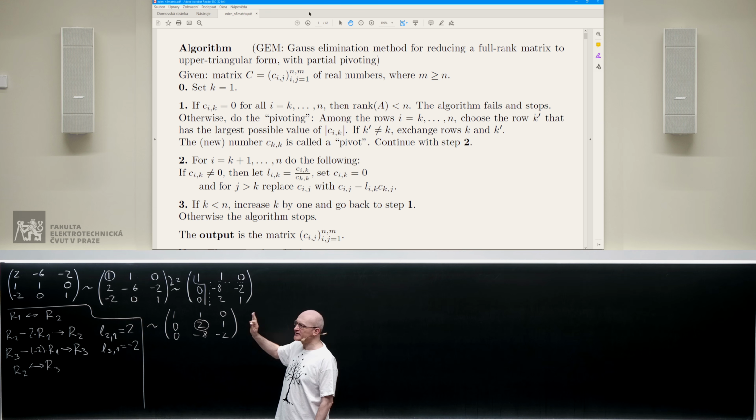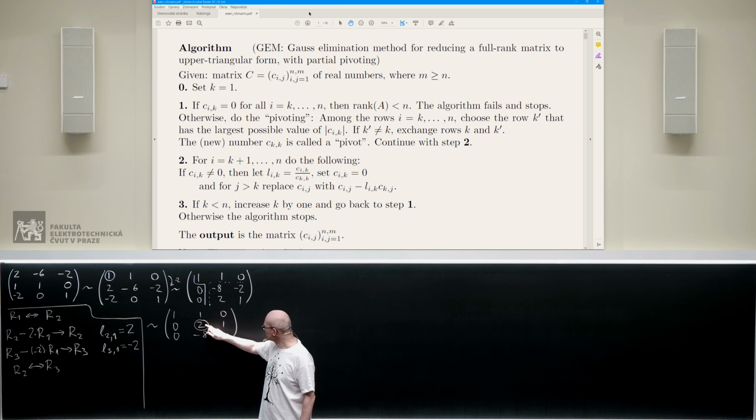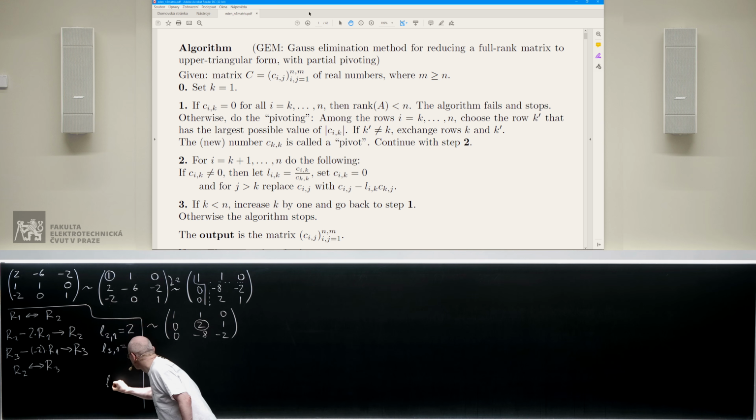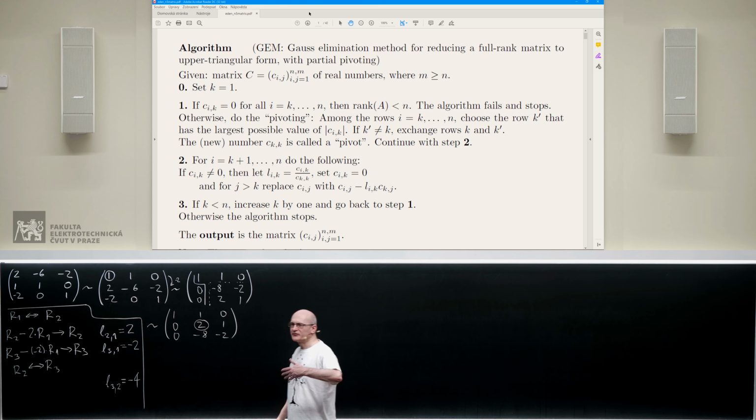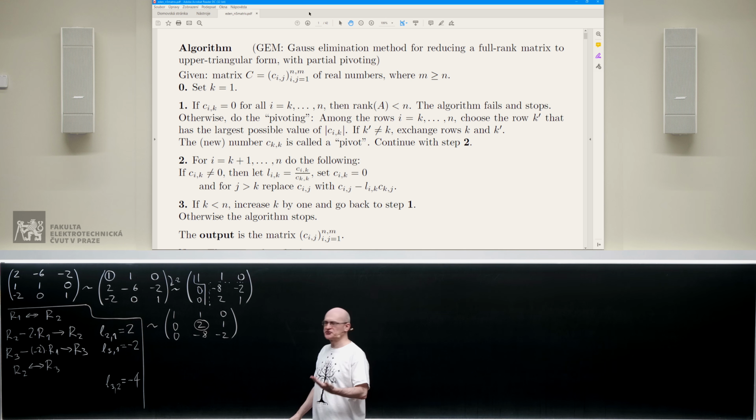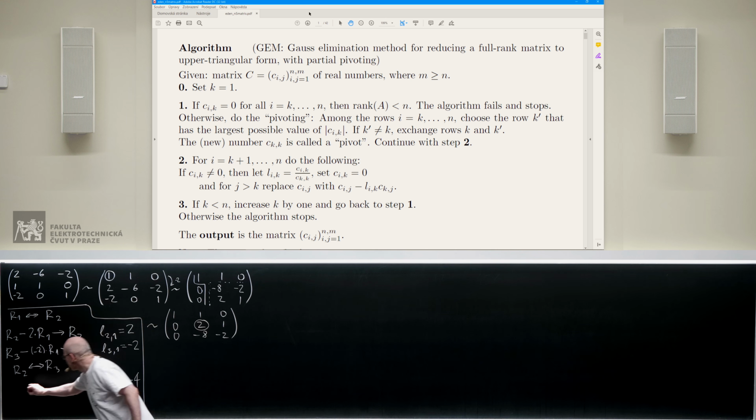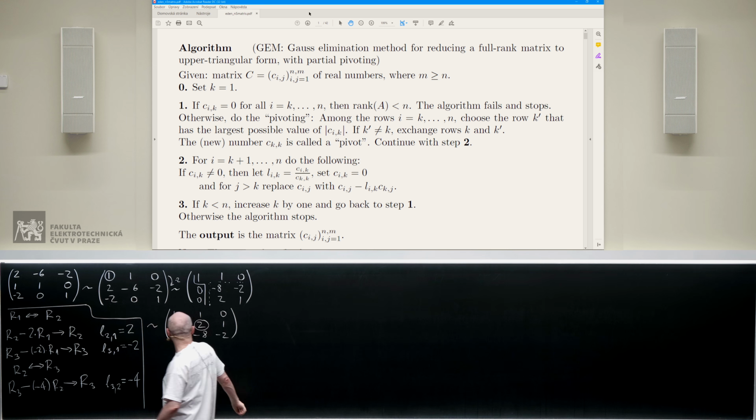So let's follow the algorithm a little bit. I have my pivot. I take negative 8 divided by 2, and that's negative 4. That's my next L. From the third row, I'll be subtracting the second row negative 4 times. So I will be actually adding 4 times, unofficially. But officially, I have to take row 3 and subtract negative 4 times row 2, and that will be new row 3.